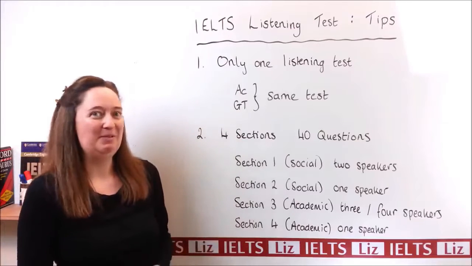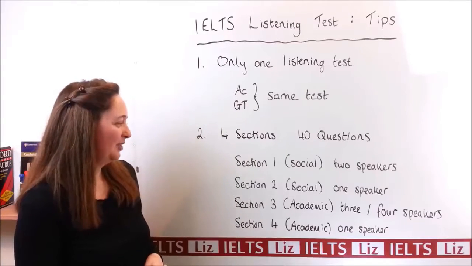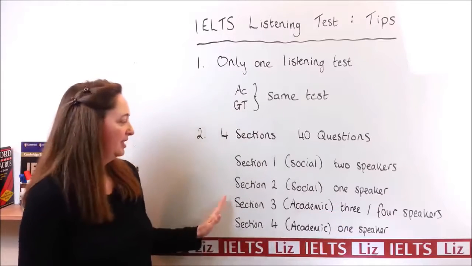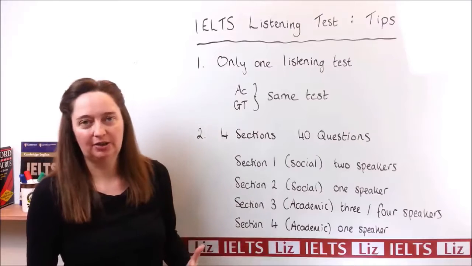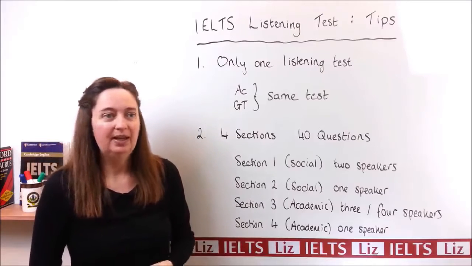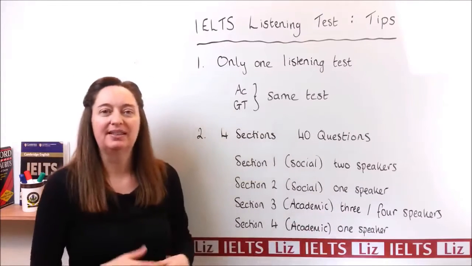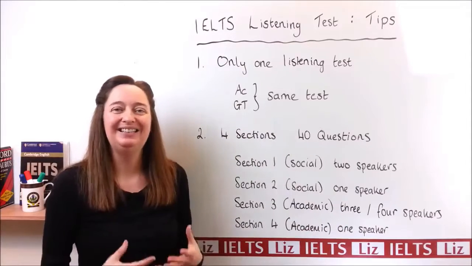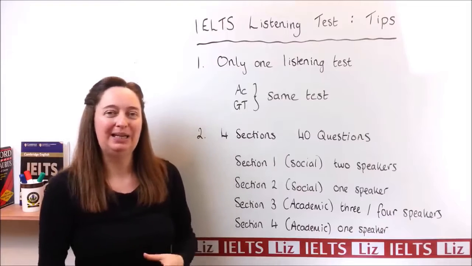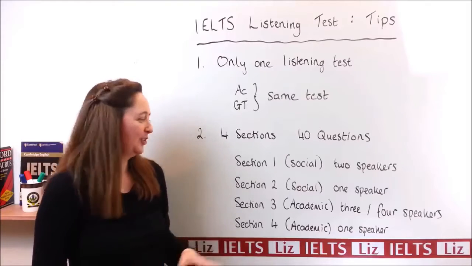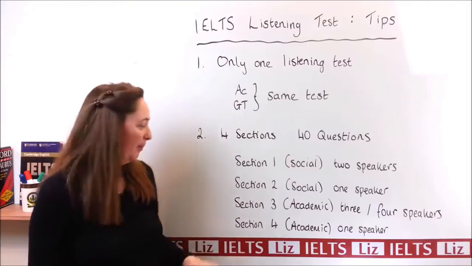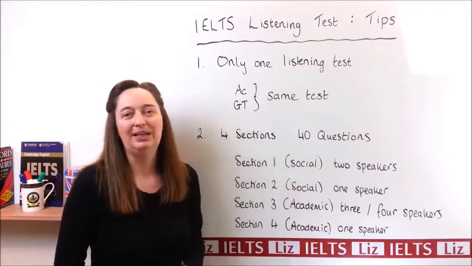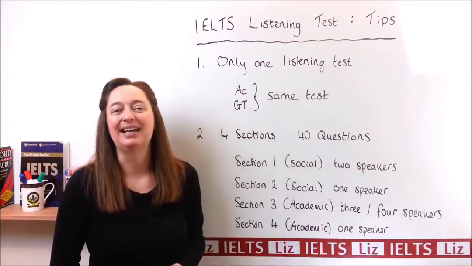Section 3, the first academic section, has 3 to 4 speakers. Now, this is challenging because it's an academic discussion. When you've got 3 to 4 speakers, that means you've got different voices, and you have to be able to identify who is speaking and who is saying what. So that could be quite challenging. But the most difficult is section 4. That is only one speaker, and it is an academic lecture.